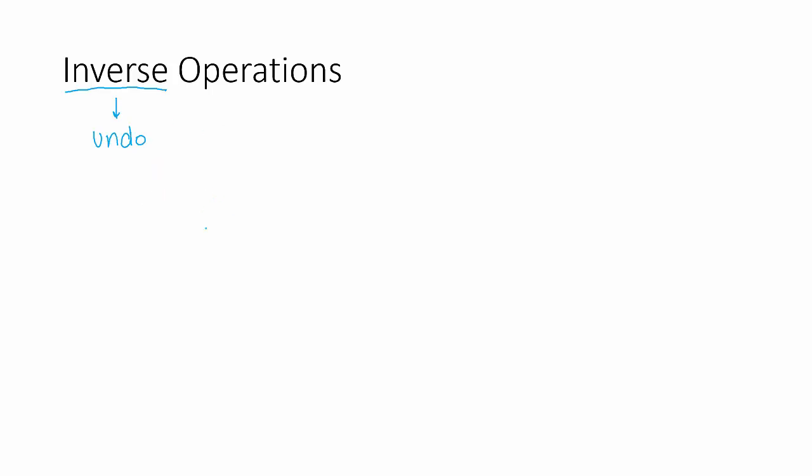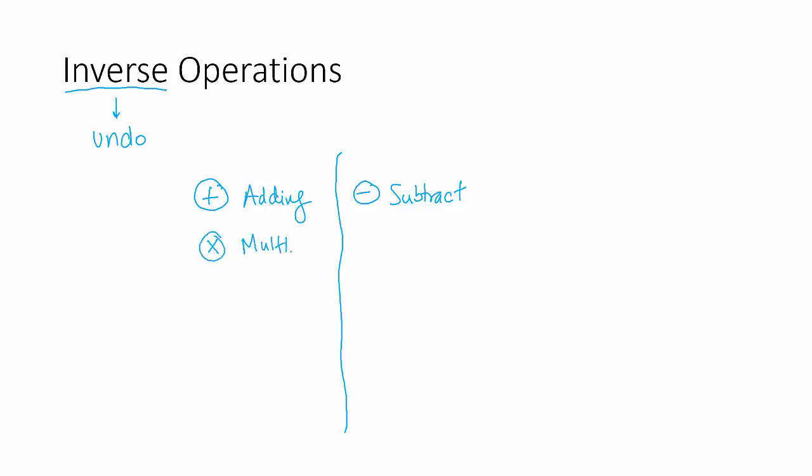So here's some examples. We could add, right? Adding. The inverse of that would be to subtract, right? If I add 5, I could undo that by subtracting 5. And if I subtract, I could undo that by adding, right? So it's like this pair of operations. We could multiply, right? That's another operation. How would we undo multiplying? We would divide.